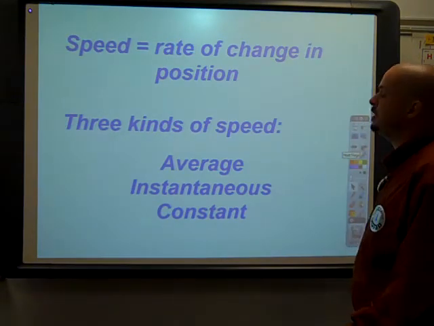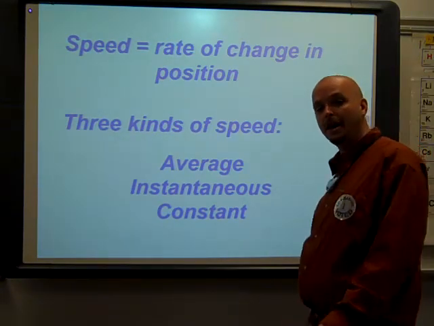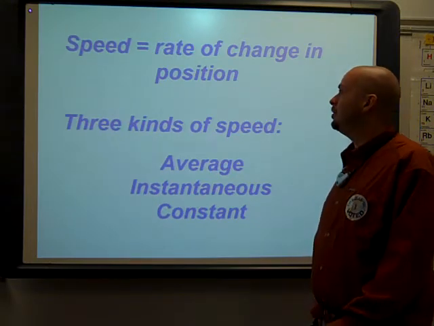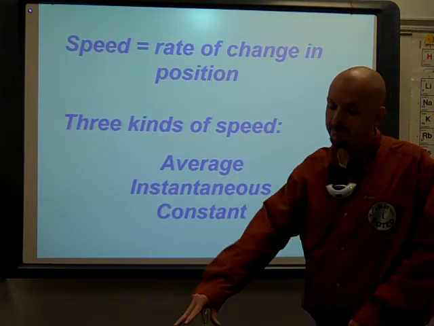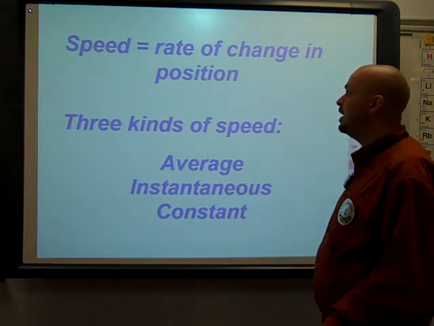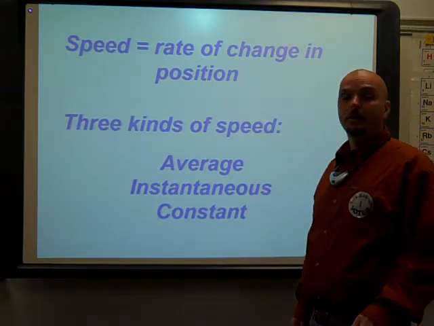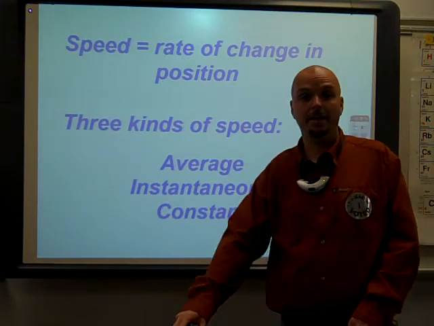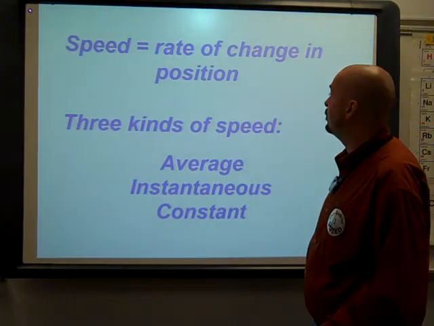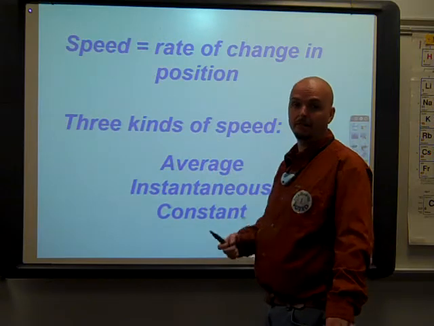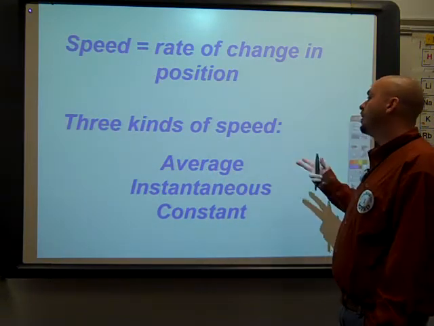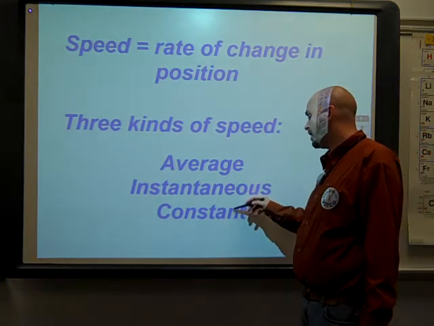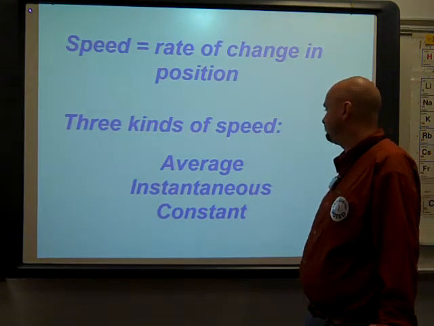Speed is rate of change in position. It tells us how fast the object changes position. When you say something's moving fast, what you mean is that they are going from point A to point B in a short amount of time. If you say something's going slow, you're saying it goes from point A to point B in a longer period of time. Rate of change in position. Most rates tell us the amount of time it takes for something to occur. There are three types of speed: average, instantaneous, and constant, and they're all quite different.